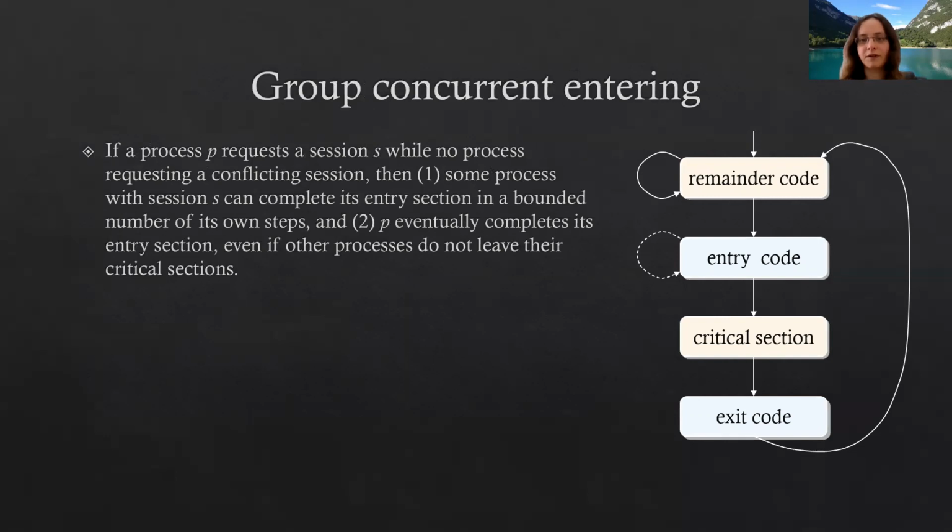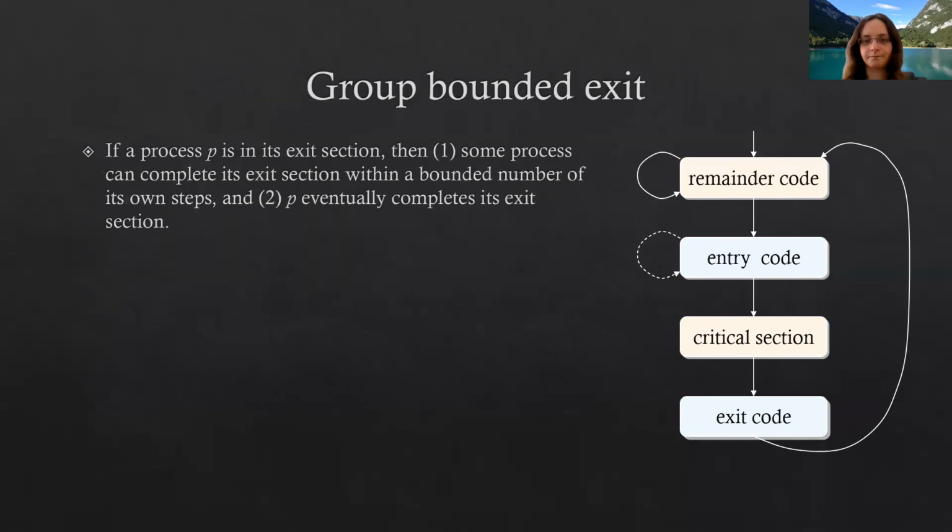The group concurrent entering property is first introduced in our work. It's a lot of words, but in short, it guarantees that if all the processes that are active, meaning in the entry code, critical section, and the exit code, request the same session, then always at least one process enters immediately to the critical section. Group bounded exit is also first introduced in our work. In short, group bounded exit guarantees that if there is a process in the exit code, then always at least one process completes the exit code immediately.